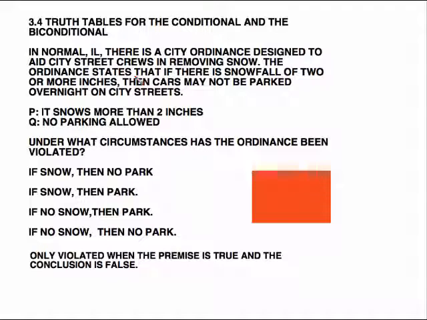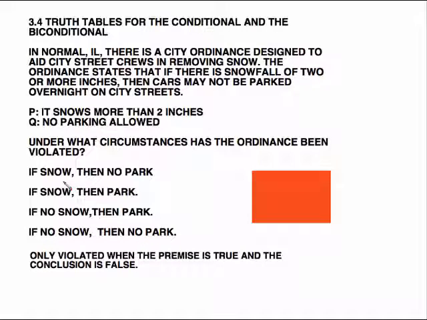To help you understand the truth table, let's take a look at this little scenario here. In Normal, Illinois, there is a city ordinance designed to aid city street crews in removing snow. The ordinance states that if there is snowfall of 2 or more inches, then cars may not be parked overnight on city streets. So here's our P: it snows more than 2 inches. Q is no parking allowed on city streets. I just abbreviated here. Under what circumstances has the ordinance been violated?